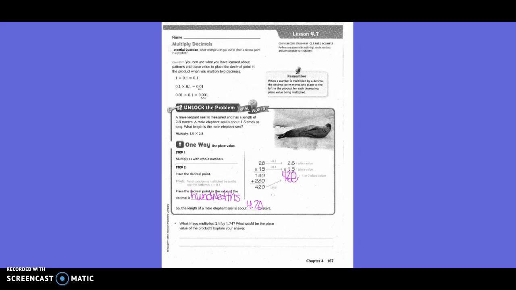So what if you multiplied 2 8/10 by 1 74/100? What would be the place value of the product? Explain your answer. So, how many places do we have, guys? 1, 2, 3? It would be 3, right? So, our place value would go to, so what's 3 places past the decimal? Tenths, hundredths, or thousandths? Thousandths.